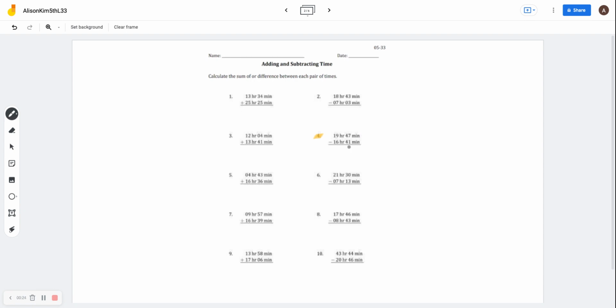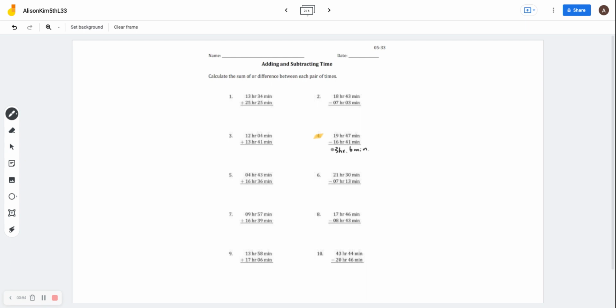So it says 47 minus 41, right? 7 minus 1 is 6, and 4 minus 4 is just 0, right? So we're going to put 6, and then we're going to bring down minutes, since we're dealing with time. And now we're going to move on to the hours. So the hours gives us 19 minus 16, right? And 19 minus 16 is just 3. And then we're going to bring down the hours.